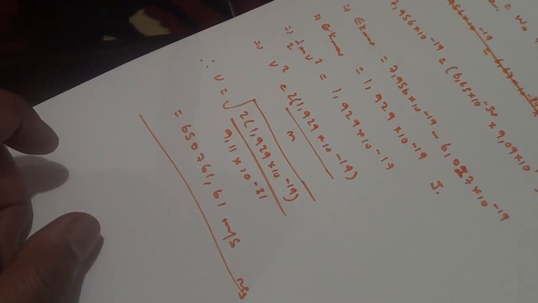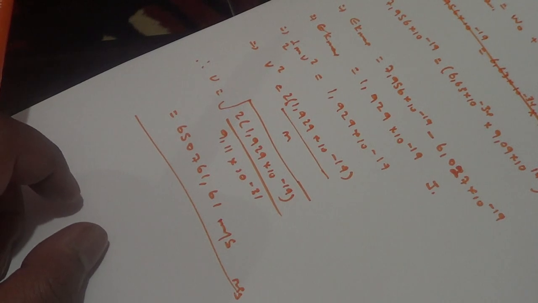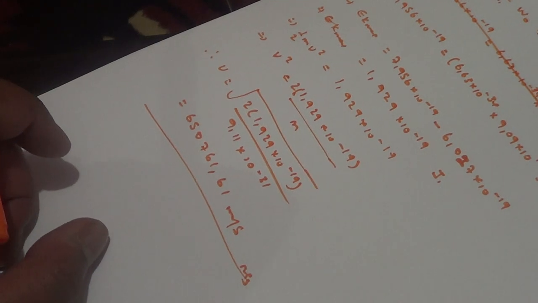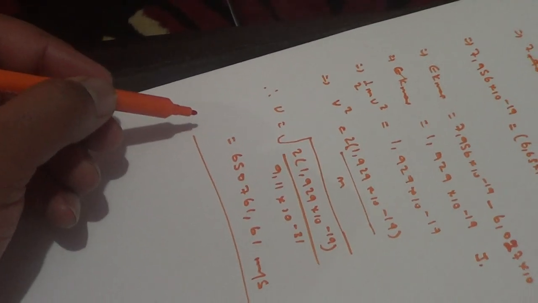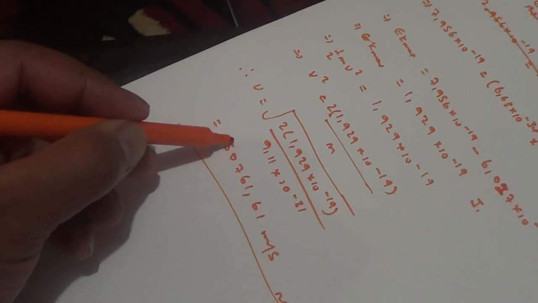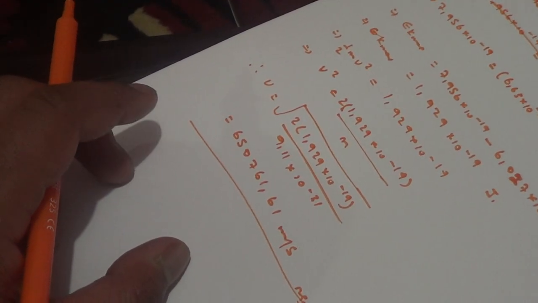Let me just check this one: 1.929 exp minus 19 divided by 0.5. I get that, and then divide by 9.11 to the minus 31. I get that, and then I take the square root of the answer. Yeah, it's the same thing. So I think that's all right. Sometimes you get strange numbers. We're so used to calculating very easy numbers like 50, 120, but can you see this one is a crazy speed? This is 650,761.61 meters per second. That is a humongous speed.